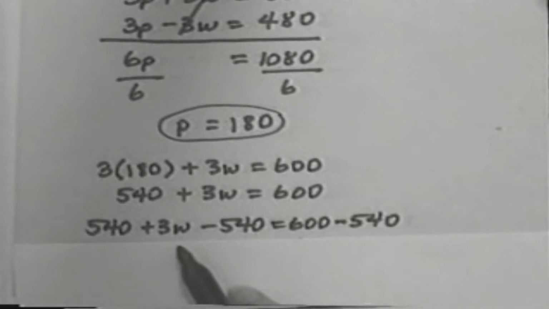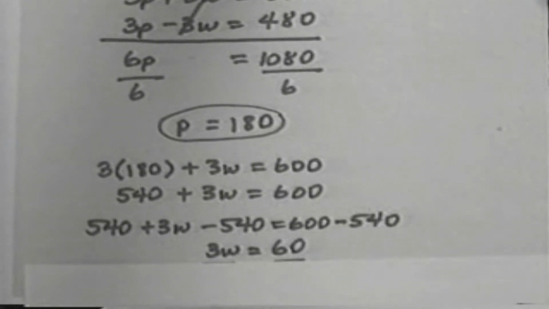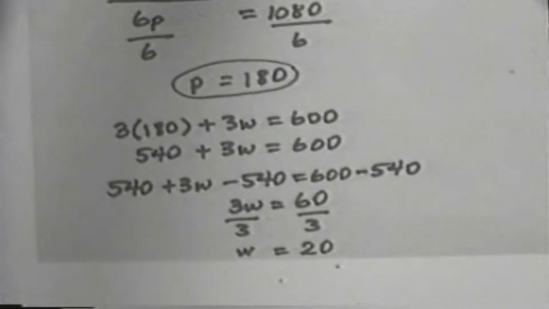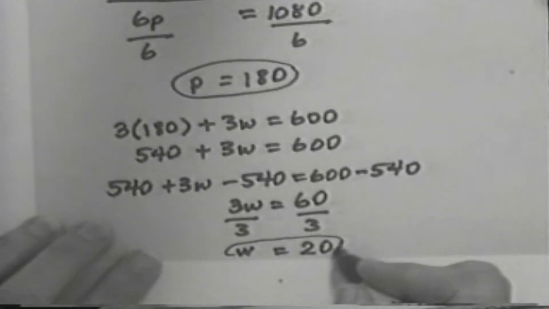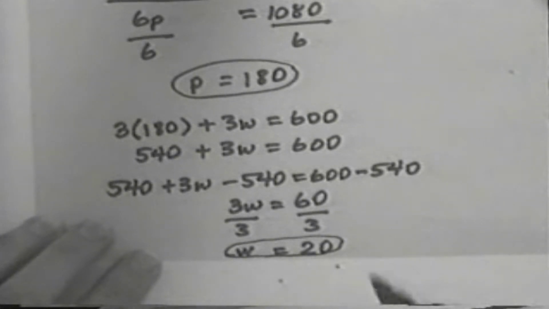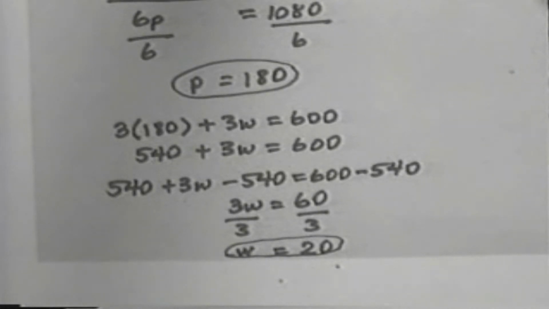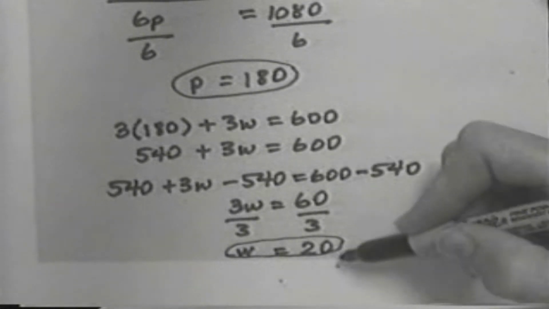On the left, we get 3w. On the right, we get 60. Finally, we divide by the coefficient 3, and that gives us w equals 20. So we have p is 180, w is 20.